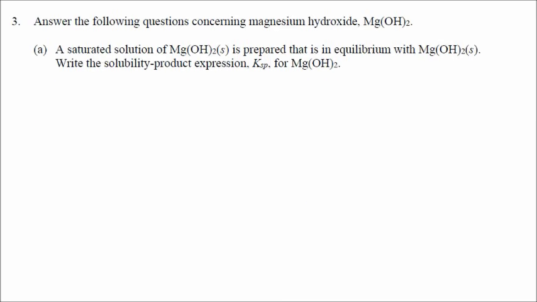All right, question 3, we're talking about magnesium hydroxide. Magnesium hydroxide has one magnesium, which has a charge of +2. It has two hydroxide ions, and the charge on hydroxide is -1. So there is your Ksp expression: concentration of magnesium times concentration of hydroxide squared.